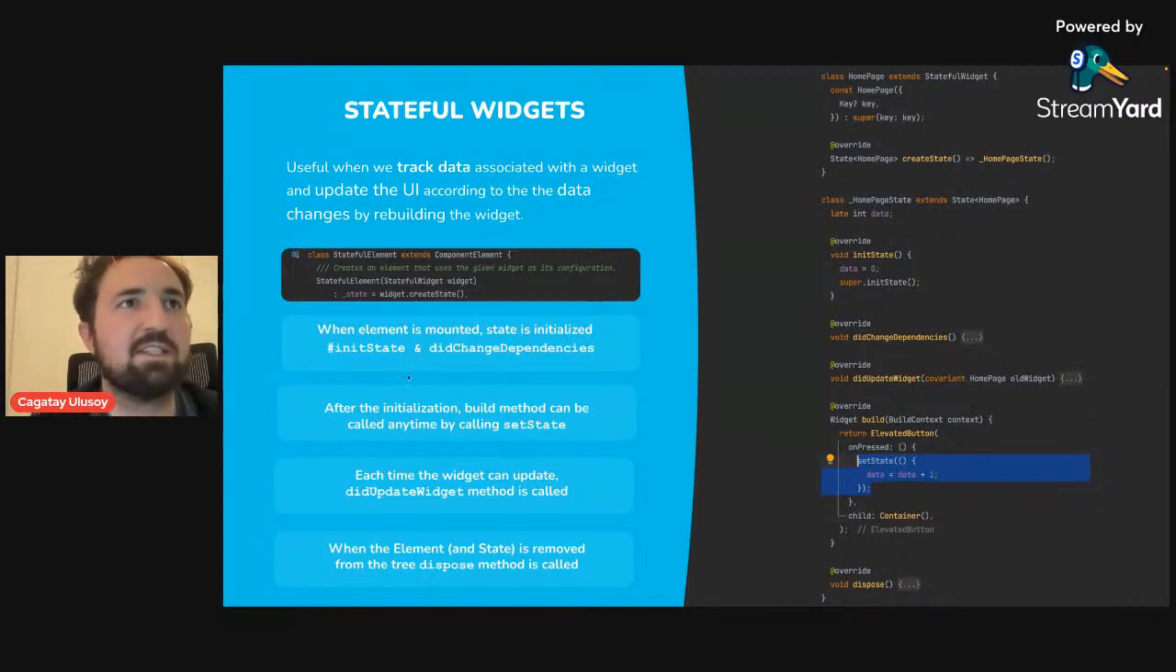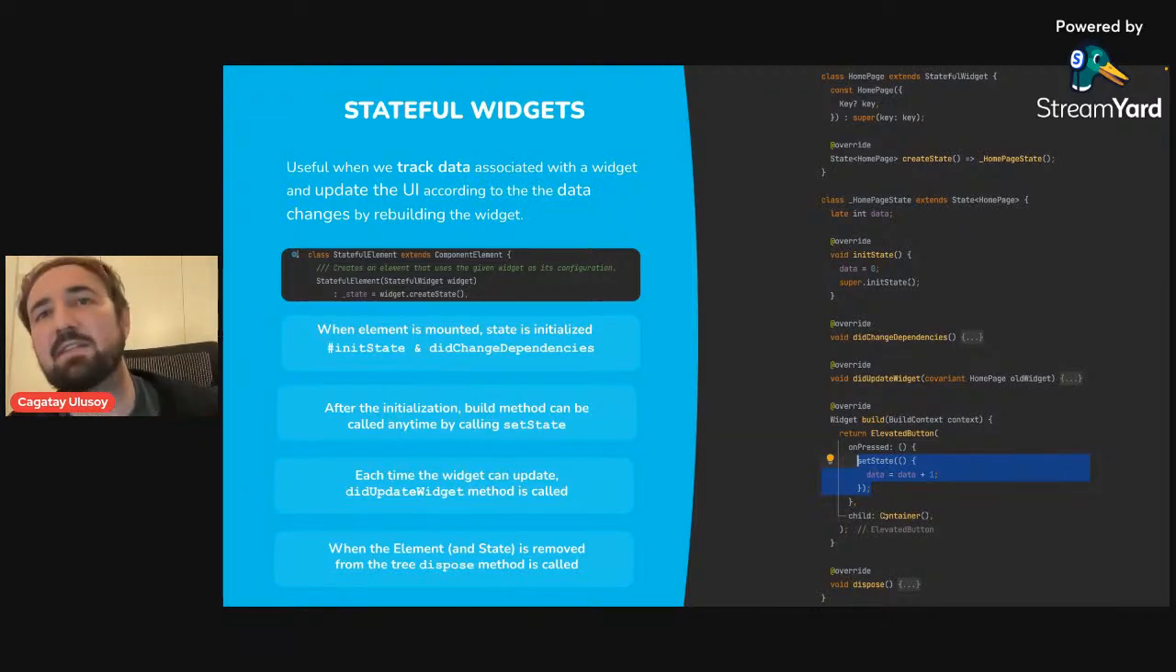So the element is mounted with its state, and the init state and did change dependencies methods are called. This is a one-time call, and this is where we, for example, initialize our data. After the initialization, we can call this build method by calling the set state method inside the state object of the stateful widget. For example, here there is this button, and when the button is pressed, we call set state, which will make this widget dirty, meaning that it will need a build in the next frame. And we can do this during the lifetime of this stateful widget.